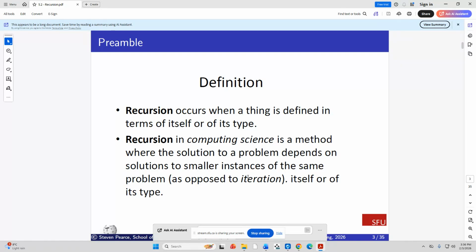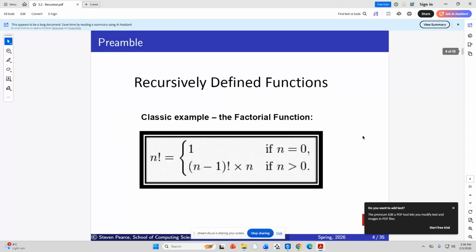So you know what iteration is. Well, everybody knows who programs. So recursion is related to iteration. And so you can see here, it's a method where the solution to a problem depends on solutions of smaller instances of the same problem as opposed to iteration, which goes the other way. Okay. And we'll see both of those in this presentation.